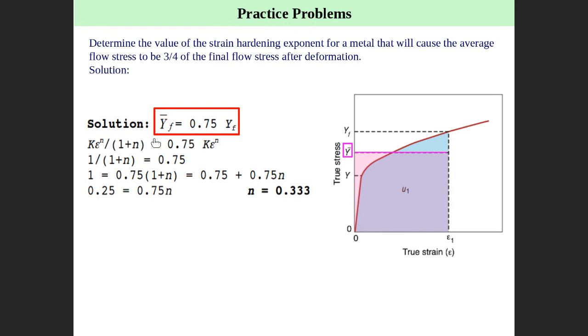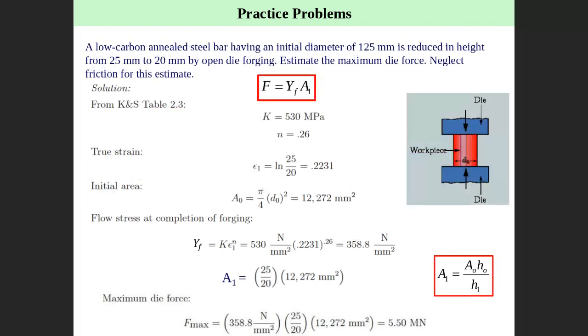Actually, this one was done many times before. You put the equation. This is the Y bar flow. This is the Y flow. K epsilon to the n go with the K epsilon to the n here. Then you get one equation in n. Then you can obtain the strain hardening exponent. Actually, it always happens like this. They didn't give you directly the value of n.